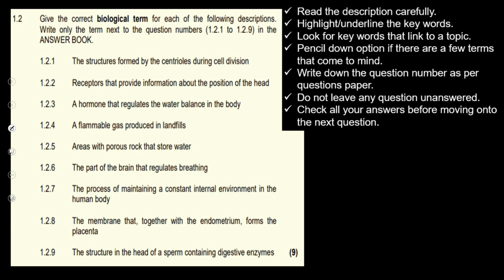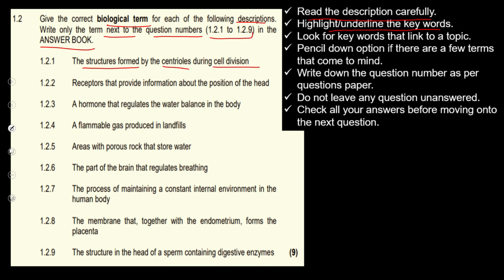So let's attempt that. Give the correct biological term for each of the following descriptions. Write only the term next to the question numbers as indicated in the answer booklet. Now let's go through our checklist. Read the descriptions carefully. So, the structures formed by centrioles during cell division.